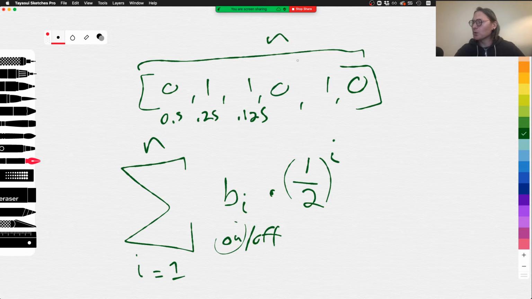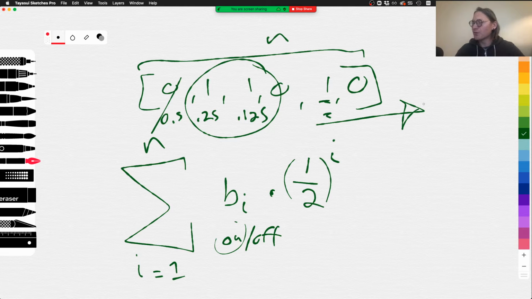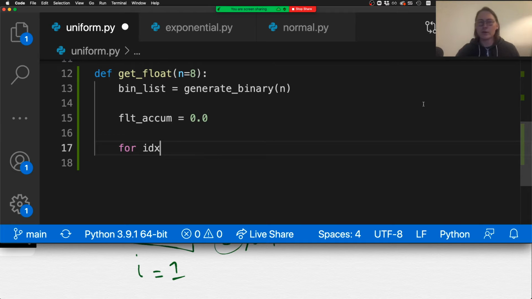So when we're looking at this binary right here, we would have a value that would be at least 0.375, right? It would be at least 0.375, and then we're getting smaller and smaller as we go to the right. Okay, so that's what I'm going to code here.